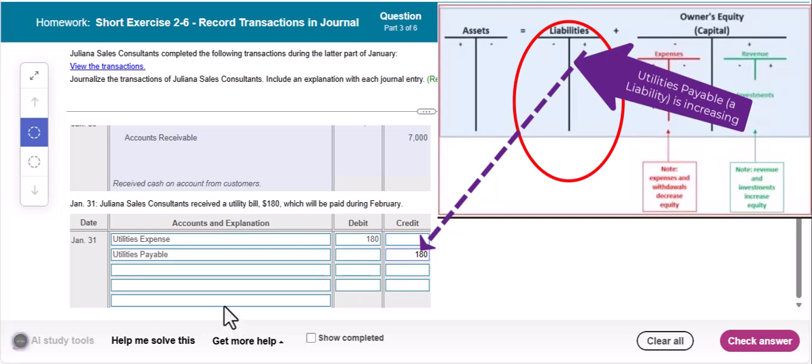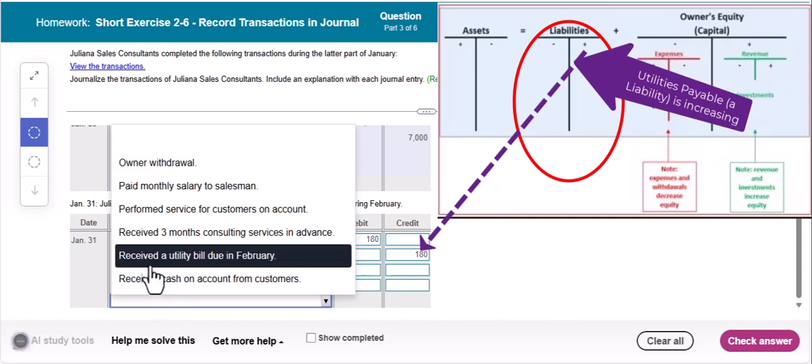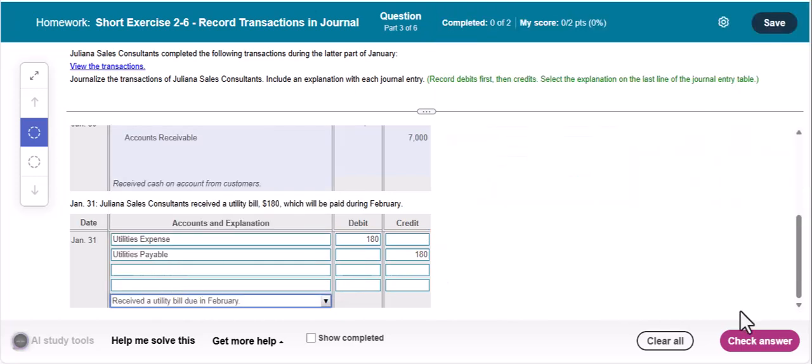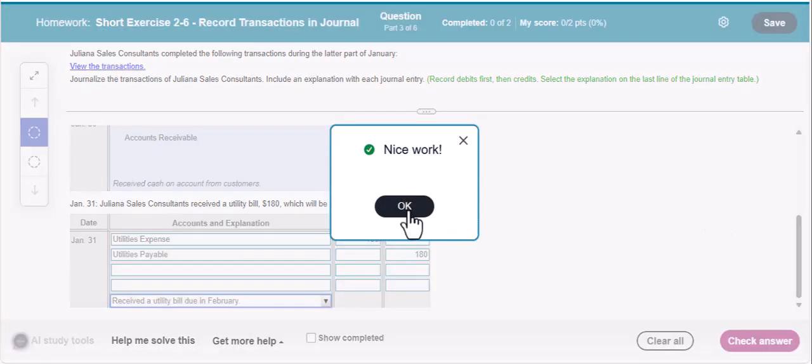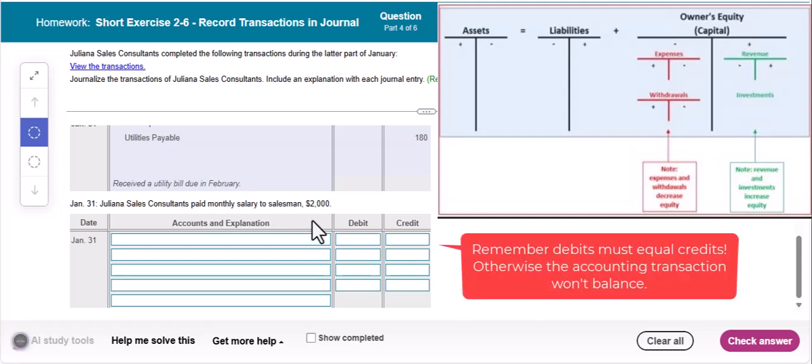And then we need our explanation here. So we have received a utility bill due in February. Let's go ahead and check our answer. Nice work. Okay. So now on January 31st, Juliana Sales Consultants paid a monthly salary to salesmen for $2,000. So I'm going to start by putting 2,000 here so we know that's going to be involved. And 2,000 here is a credit to balance this journal entry.